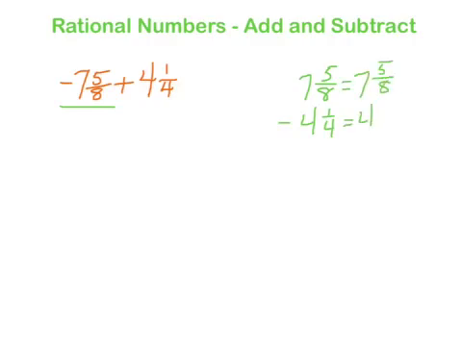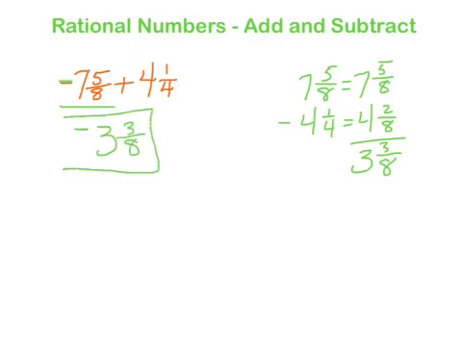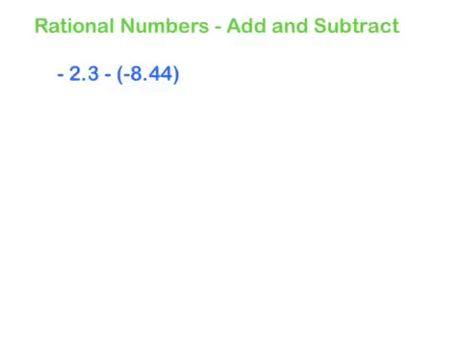Change to like denominators and subtract, 3 and 3/8. So the answer is 3 and 3/8, but is it positive or negative? Well, we know it's negative because you had more negatives than positives to begin with.